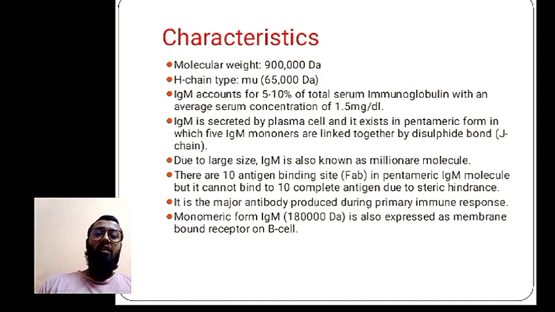So the IgM accounts for about 5 to 10% of the total serum immunoglobulin, with an average serum concentration of 1.5 gram, and this is a very small amount because, as we saw in our earlier videos, IgG is in very high amount, 40 to 50%, and IgA is 10 to 15% of the total serum immunoglobulin. So why is the IgM in very small amount? Because IgM is the first response immunoglobulin.